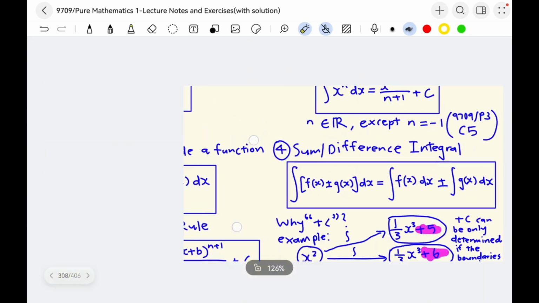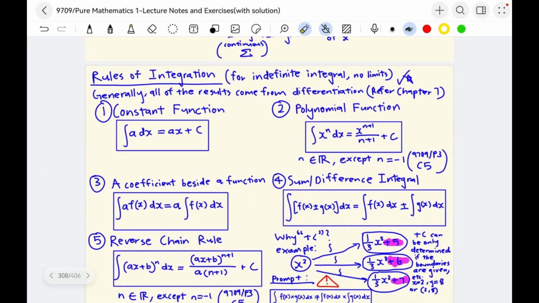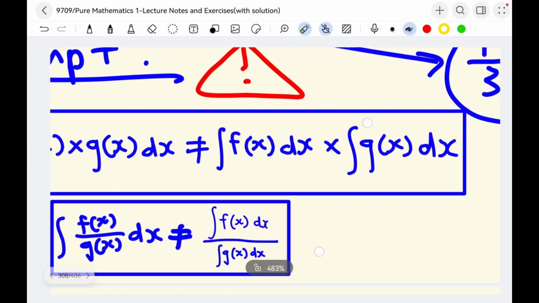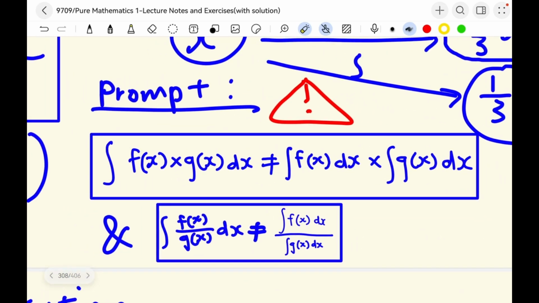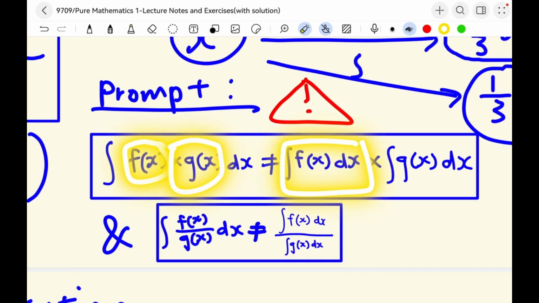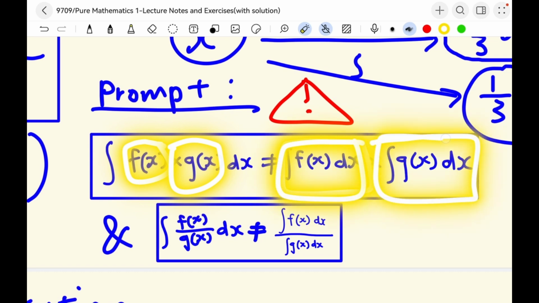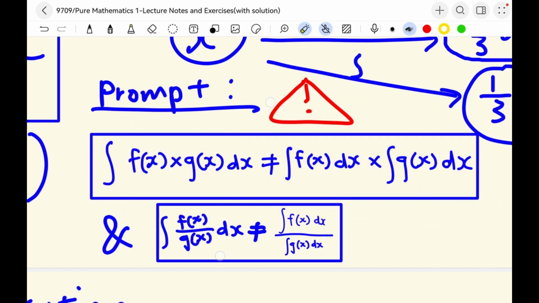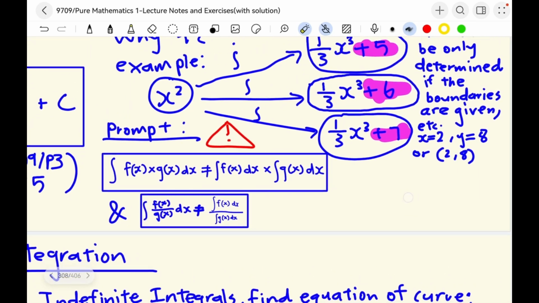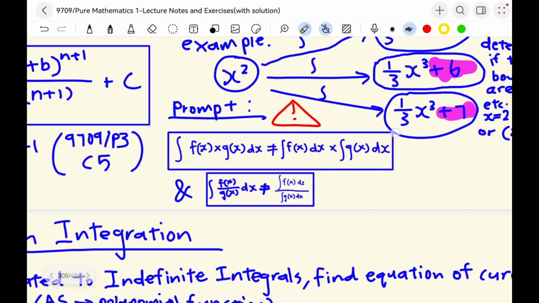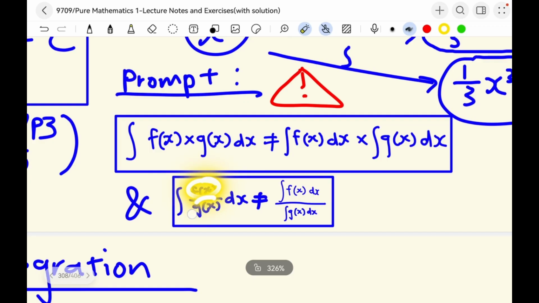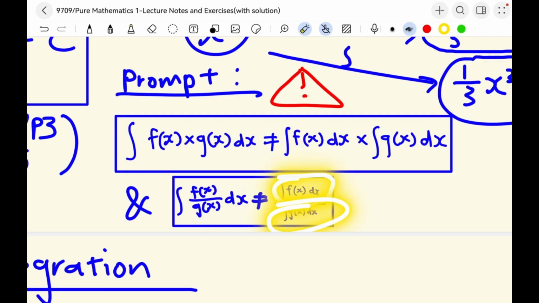Lastly, a warning when you are applying the rules of integration. The integral of the multiplication of two functions is not equal to the integral of the first function times the integral of the second function. Please do not make this kind of basic careless mistake. And the quotient integral as well: the integral of f(x) divided by g(x) is not equal to the integral of f(x) divided by the integral of g(x).